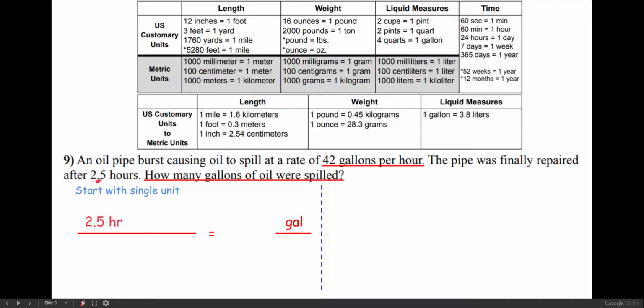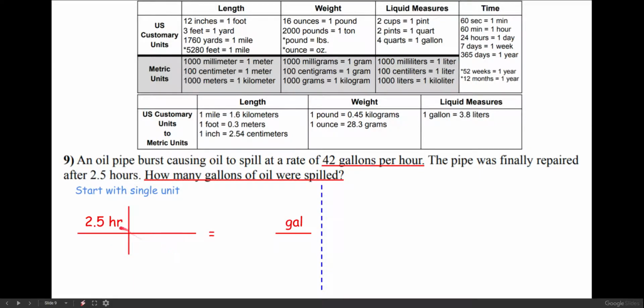Well, we have 2 numbers. We have 2.5 hours, and we have 42 gallons per hour. Which one of those has a single unit? Well, 42 gallons per hour is 2 units. It's a rate. It's a gallon per hour. 2.5 hours, that's a single unit. It's not hours per something else. So we start off with 2.5 hours. And then on the other side, we're going to put 42 gallons per hour.